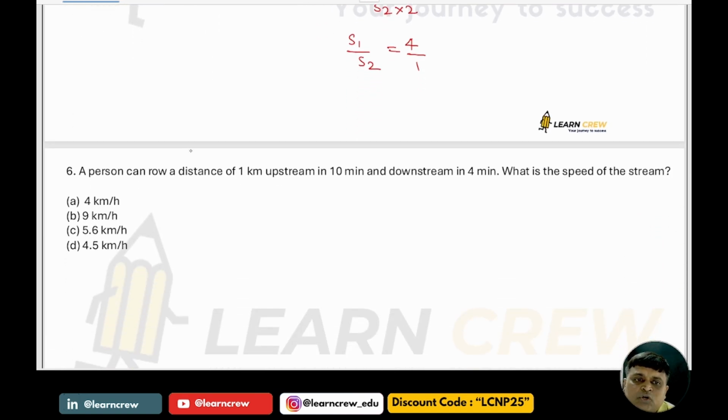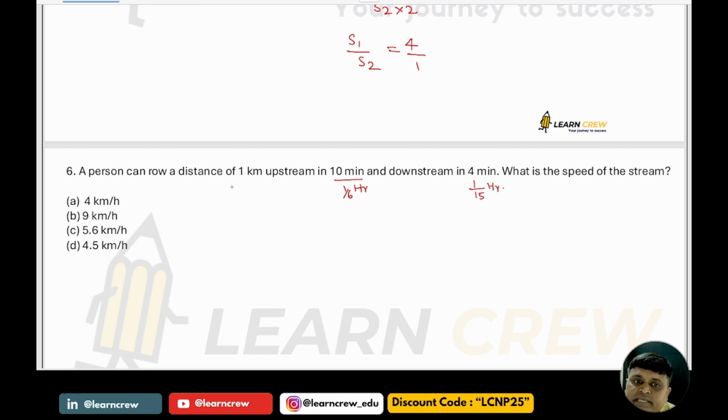A person can row a distance of 1 kilometer upstream in 10 minutes and downstream in 4 minutes. Then what is the speed of the stream? So 1 kilometer in 10 minutes. 10 minutes means how much? 1 by 6 hour. 4 minutes means what? 1 by 15 hour.